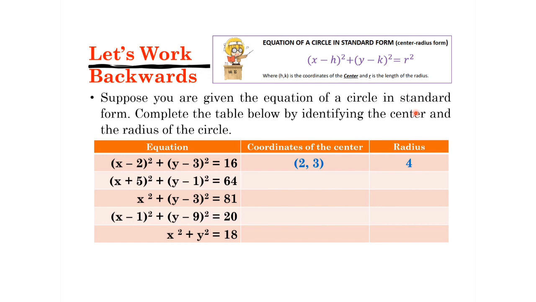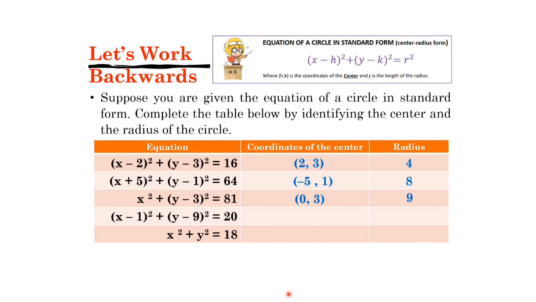Similarly, as mentioned earlier, this is 5, so it's going to be negative 5. This is negative 1, so it's going to be 1. So it's negative 5 and 1. As for the radius, square root of 64, that is 8. Similarly here, it's x squared, so basically it states that our h is 0, and this is minus 3, so it's going to be plus 3, so it's 0, 3. And then square root of 81, that's 9.